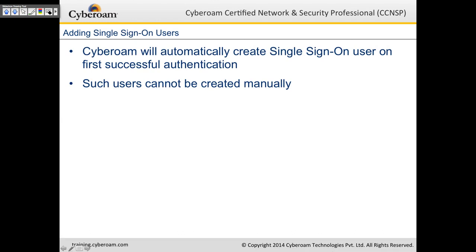Now Cyberoam will automatically create the single sign-on user on their first successful authentication. So such users cannot be created manually. That's how the single sign-on users are automatically created on Cyberoam. Even if you're not doing single sign-on and you're logging in via web portal, captive portal, or the general authentication client, but you are using Active Directory, Radius, or LDAP authentication, the users are automatically added on their first successful login.